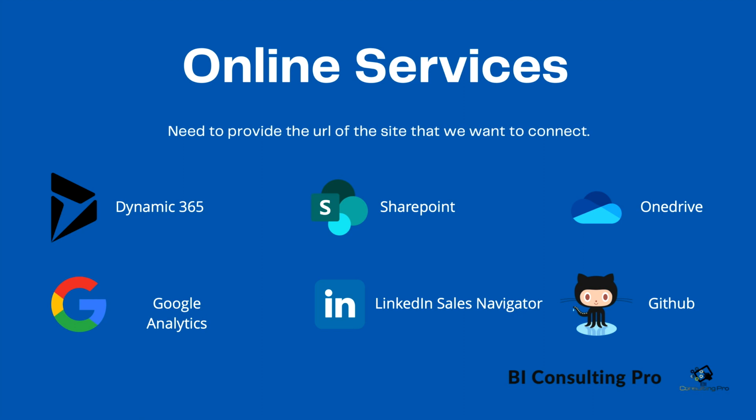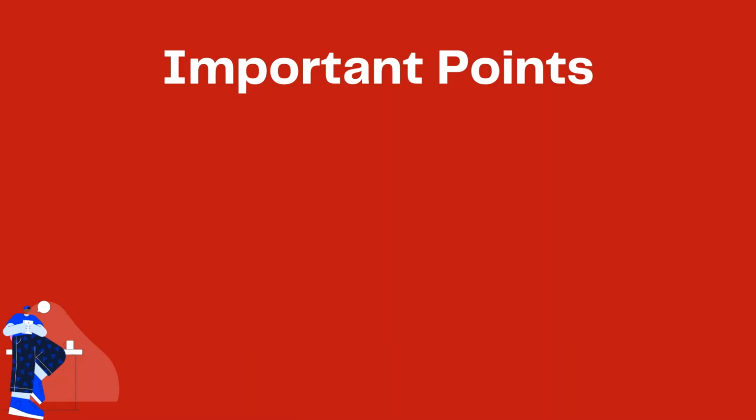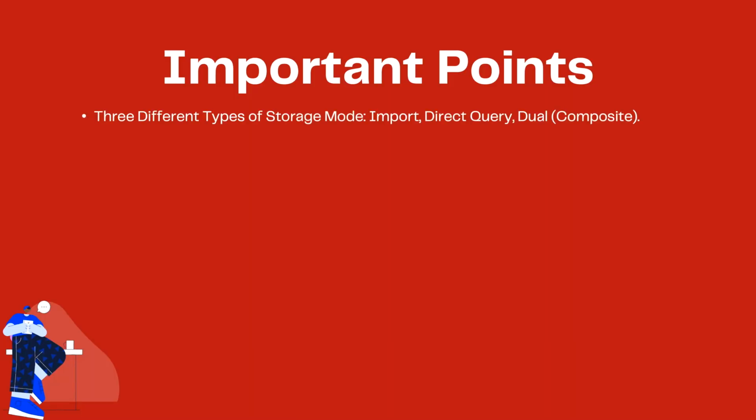Now there are a couple more important points that you should remember while you are getting data into Power BI. Let's discuss them one by one. First of all, there are three different types of storage mode: import, direct query, and dual. Dual mode is also known as composite mode. In the dual mode, we generally have one direct query and one import mode, or nowadays we can also have live connection as well as the import mode.